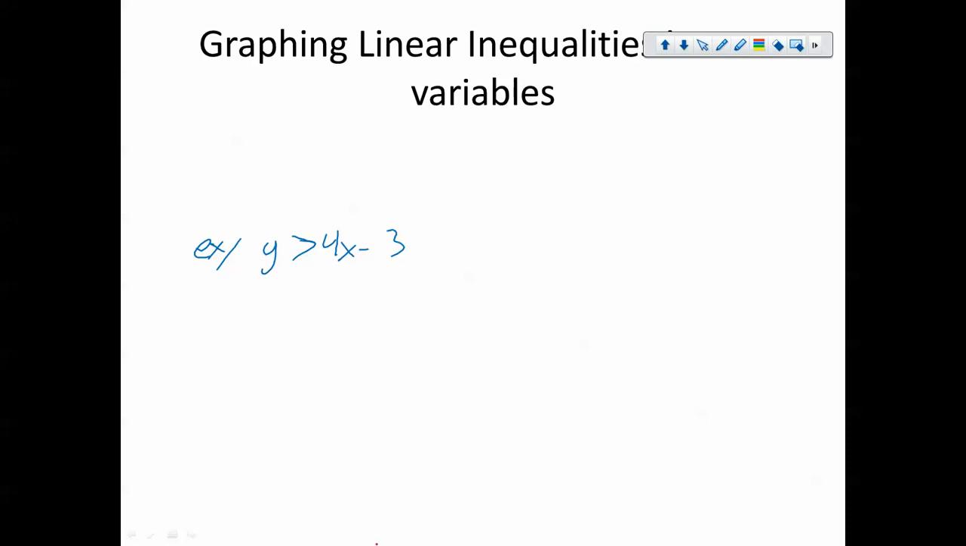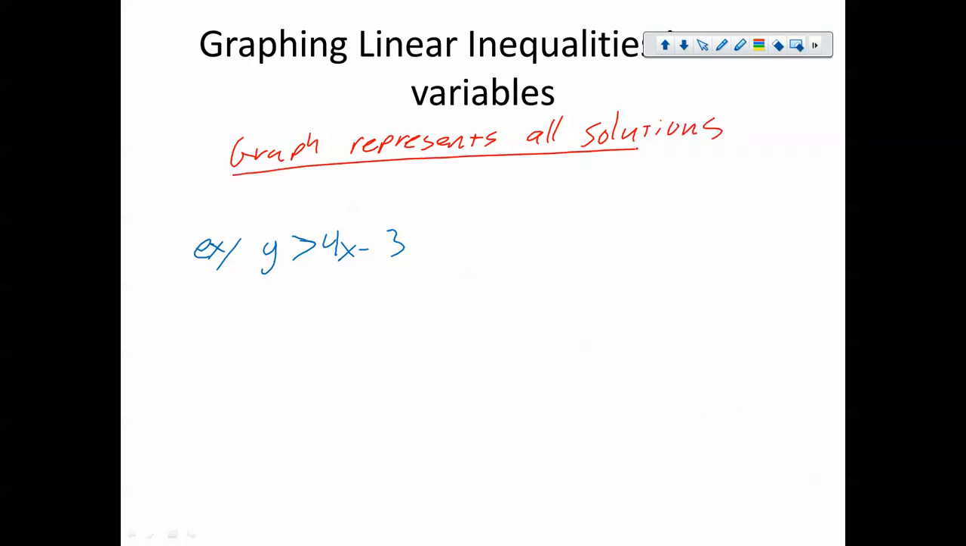Now, the thing that's really important to remember about this is that a graph represents all solutions. We talked about that in the first slide. A graph represents all solutions. So, how do we graph this with an inequality sign so that it represents all of the solutions? Well, we need to know where possible solutions are.